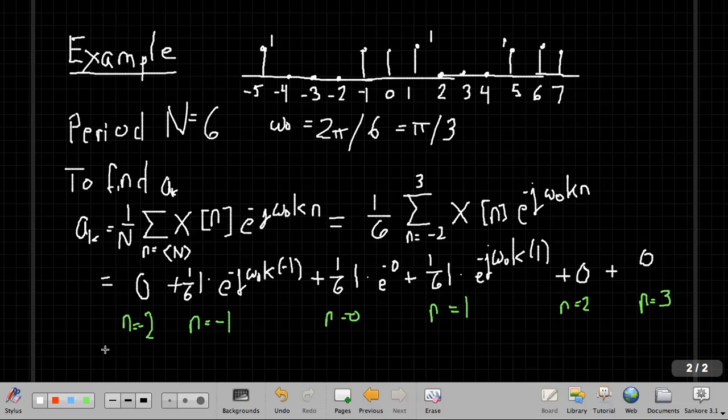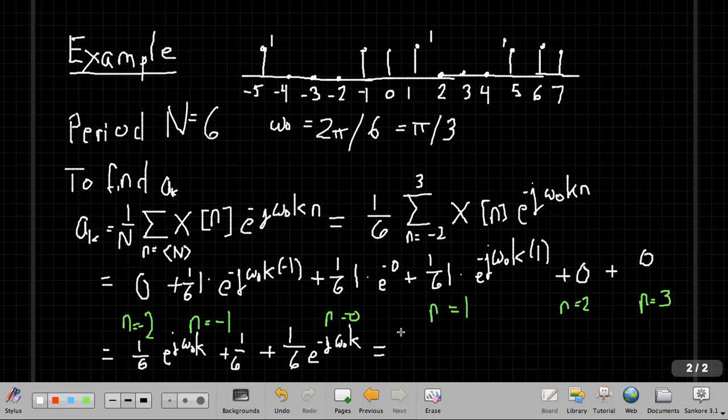So I can put this all together now and say, well, I've got 1/6 times e. If I bring the minus signs out of the exponent, I have e to the j omega naught times k, plus 1/6, plus 1/6 e to the minus j omega naught k. Okay, so I've just taken this equation and dropped out all the terms that were 0 and simplified the exponent sum. And I can simplify it a little bit more if I group things differently.